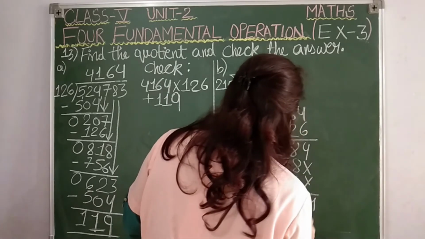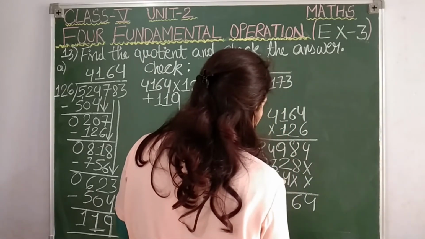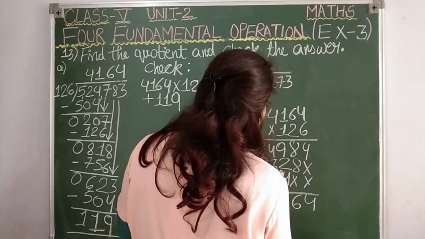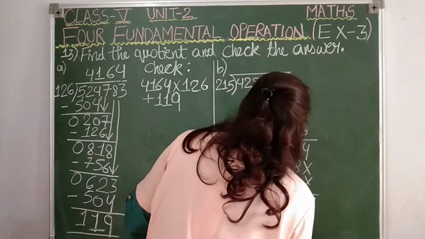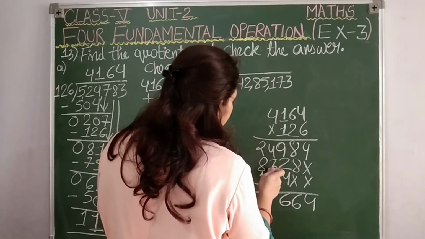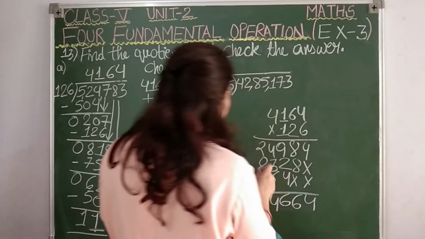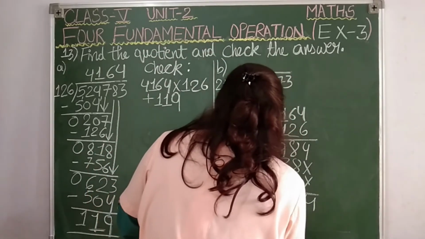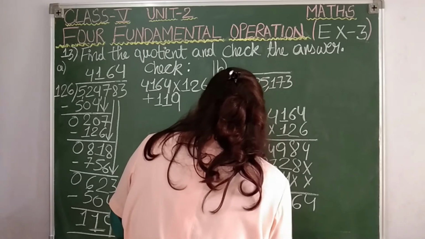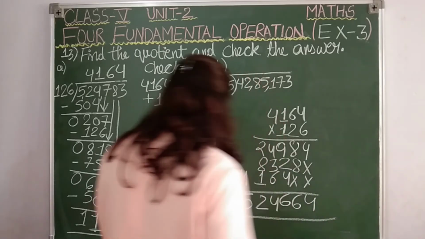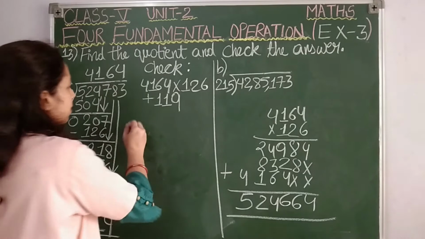4, 8 plus 8, 16. 4 plus 1, 5, 5 plus 2, 6, 7, 7 plus 9, 10, 16, 4 plus 1, 5, 6, 7, 8, 9, 10, 11, 12, 13, 14, 8, 9, 10, 11, 12, and here 5. I am getting 5, 2, 4, 6, 6, 4 as the product.